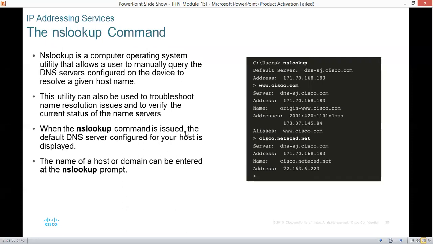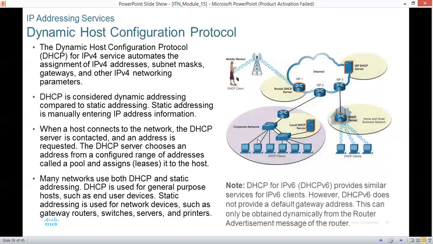So when the NSLOOKUP command is issued, the default DNS server configured for your host is displayed. The name of a host or domain name can be entered at the NSLOOKUP prompt. For me, there's not too much grammar with this. All you need to do is type NSLOOKUP on your system and you'll see the information displayed. You see the IP address, the domain name for that IP address, and the server, and it gives you full information to guide you on the DNS. So it's one command that every network engineer should be able to remember.